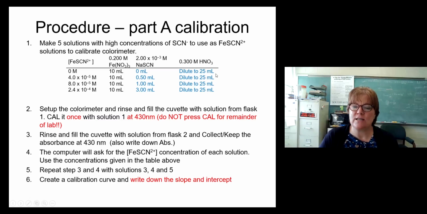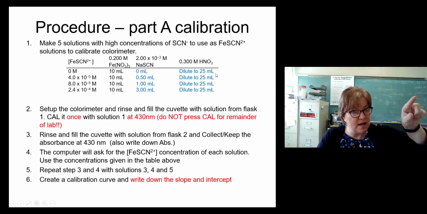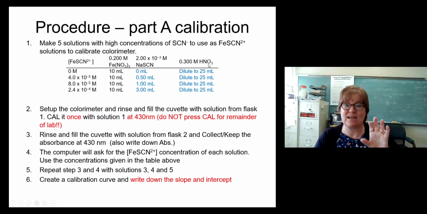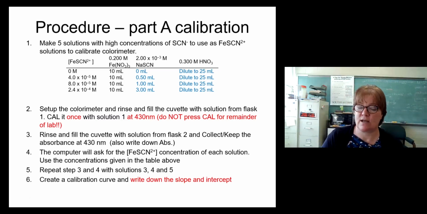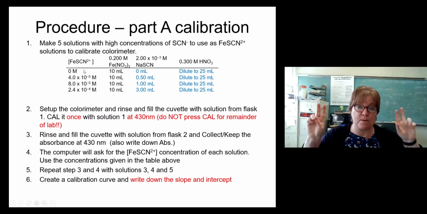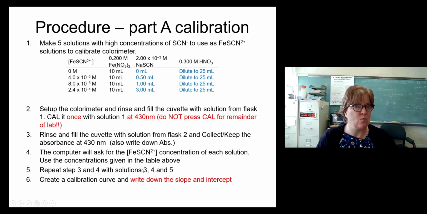And then when you dilute it, instead of using water to get it up to the line in the volumetric flask, you're going to use 0.3 molar nitric acid. So we're going to dilute it with nitric acid. You're going to set up the colorimeter, rinse the cuvette with the solution for flask 1. This is going to be considered our blank, and you're going to calibrate it once.